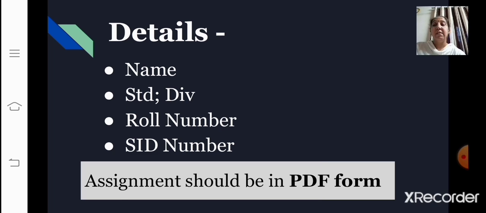Okay, but the details that should be included in your assignments are, in each and every assignment, like history map, geography map, and geography diagram, all these details should be written on that. Your name, your standard, your roll number. Children, roll number of your last year only you can write here. And if any new admission child is there, that child can write in the bracket new admission. No problem. And SID number, everyone has to write it correctly. Okay. And remember, important note, your assignment should be in PDF form.